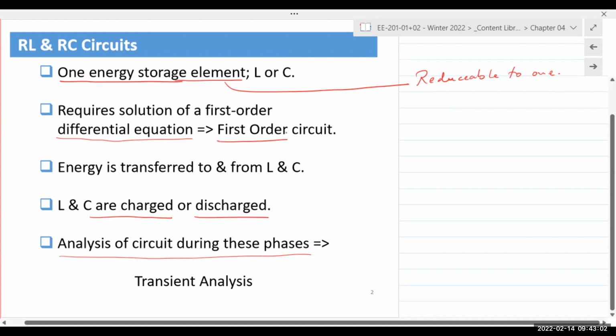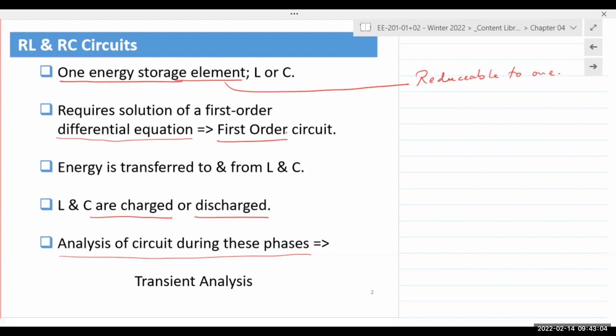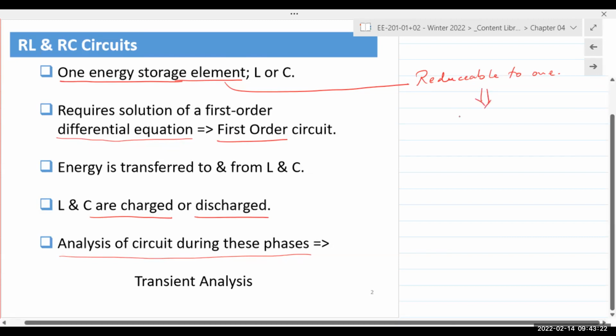And the reason is because if it has one energy storage element, it requires a first order differential equation. If you have two energy storage elements, it requires solution of a second order differential equation. And then we call that circuit a second order circuit. So one energy storage element is a first order circuit. Two requires a second order differential equation, and so it's known as a second order circuit.